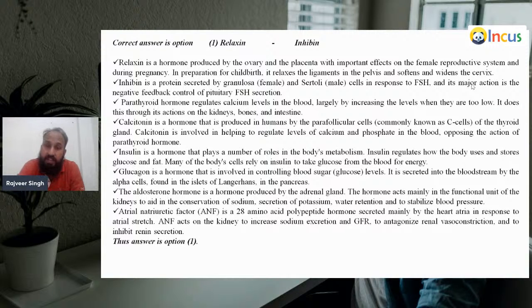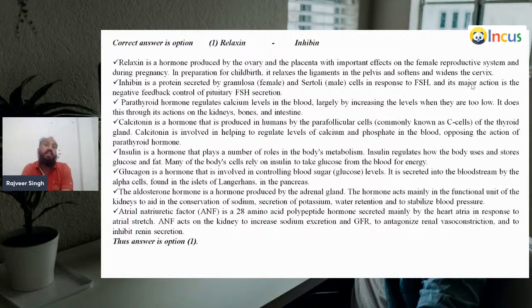Insulin is a hormone that plays a number of roles in the body's metabolism. Insulin regulates how the body uses and stores glucose and fats. Many of the body's cells rely on insulin to take glucose from the blood for energy. Glucagon is a hormone that is involved in controlling blood glucose level. It is secreted into the bloodstream by the alpha cells found in the islets of Langerhans in the pancreas.